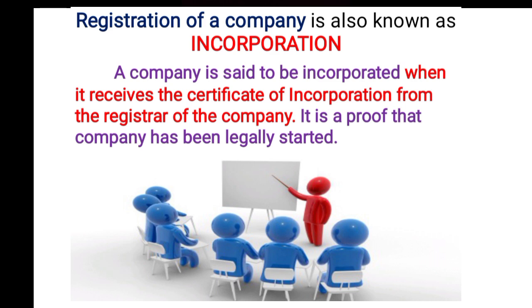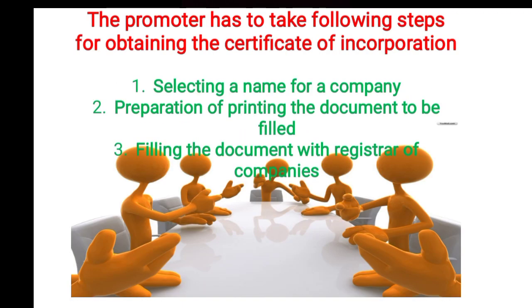A company is said to be incorporated when it receives the certificate of incorporation from the Registrar of Companies. Registration of a company is also known as incorporation. It is proof that the company has been legally started. The promoter has to take the following steps for obtaining the certificate of incorporation. Let's see what they are.